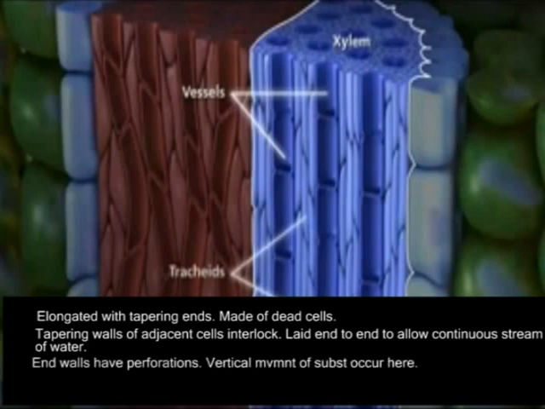The end walls of the tracheids have perforations through which vertical movement of substances occurs. However, the movement of substances through the tracheids is less efficient compared to that of the xylem vessels. Note that the perforations would always slow down the movement of substances in the tracheids. The thickening of the tracheid walls with lignin and the interlocking tapering end walls provide mechanical support in the plant.